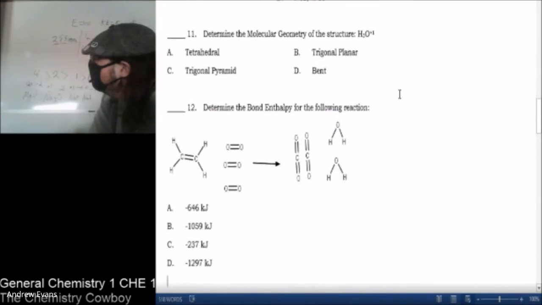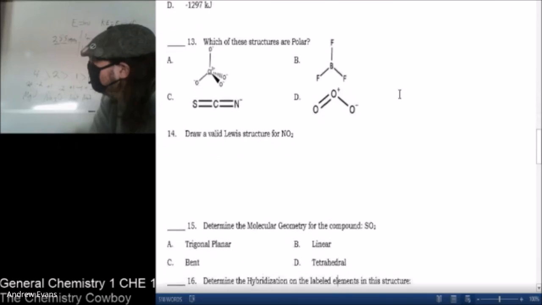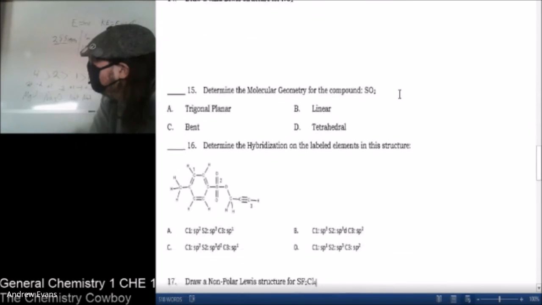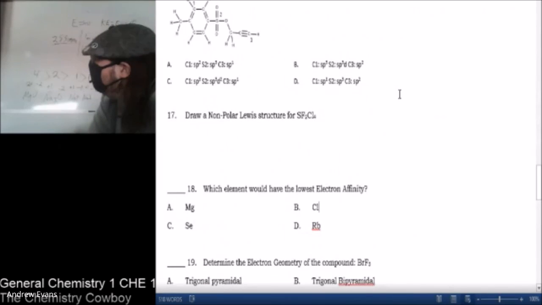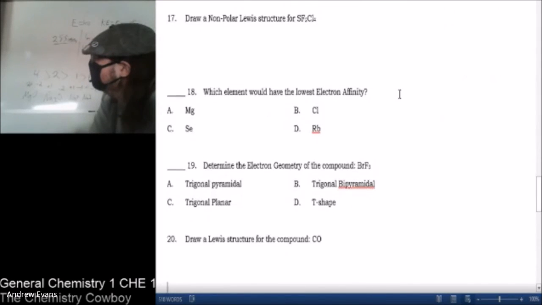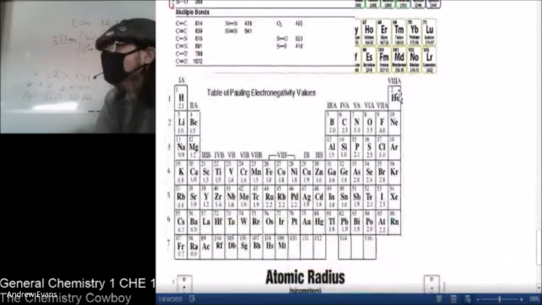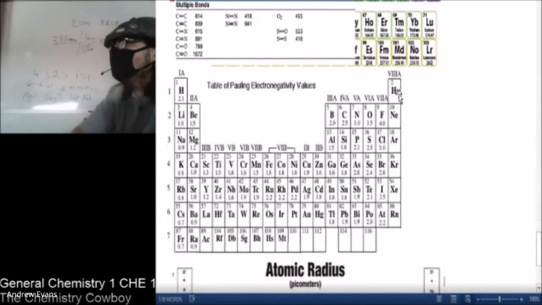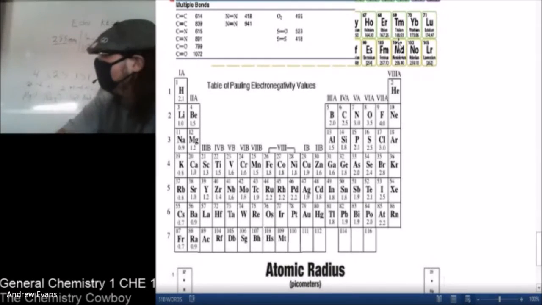And that may be it. We have a question about electron affinity. So that's number 18. Literally, yeah, we have like 3 questions left. I might do a quick recap after we do those 3 questions, but then we'll be done. So not a whole lot left.